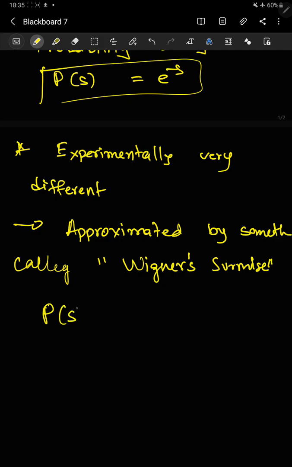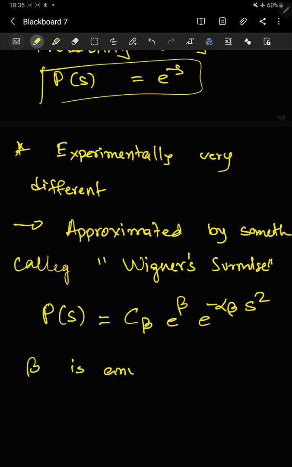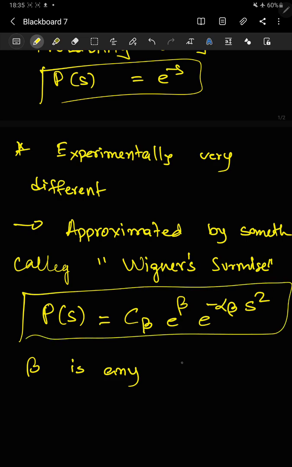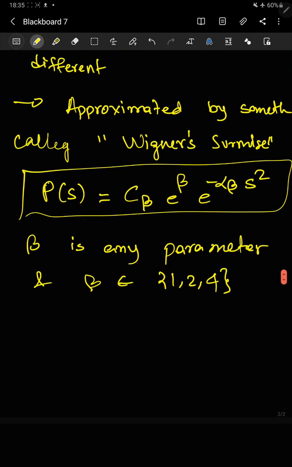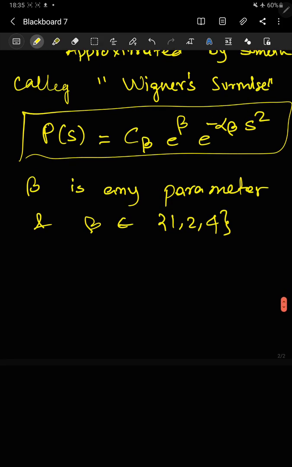So here's how the Wigner surmise looks. It's like C beta times s to the power beta, times an exponential of minus a constant times s squared, where beta is a parameter, and beta belongs to 1 to 4, and we'll study these betas. They are part of a group called the beta matrix models. We'll study them, but let's first see this.